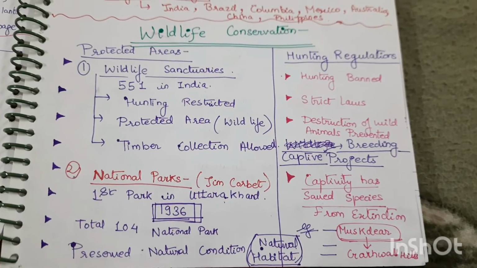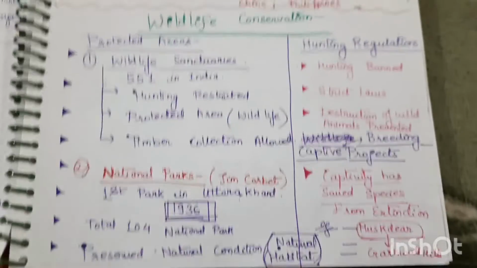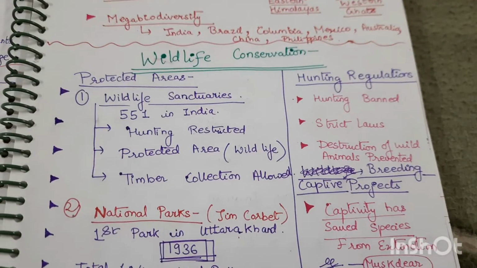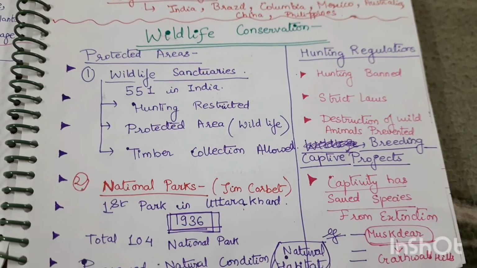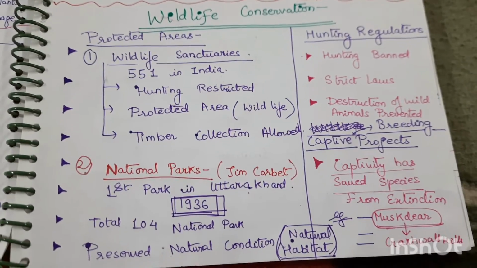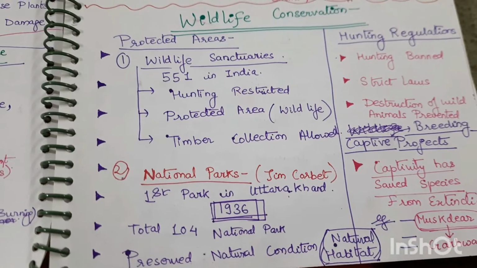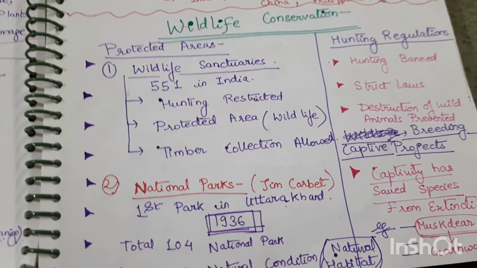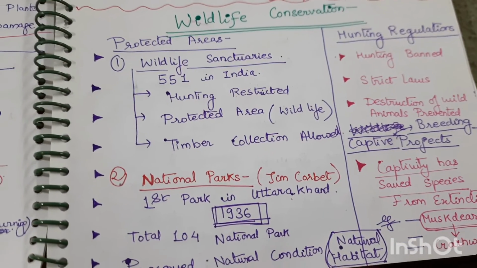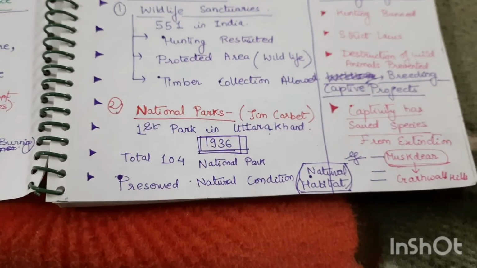Okay. So, wildlife conservation. Wildlife conservation is the protected area. The wildlife sanctuaries number 551 in India till 2019. Hunting is restricted in the protected areas. The protected areas are for wildlife. Timber collection is allowed.